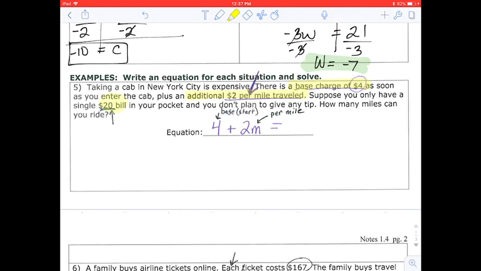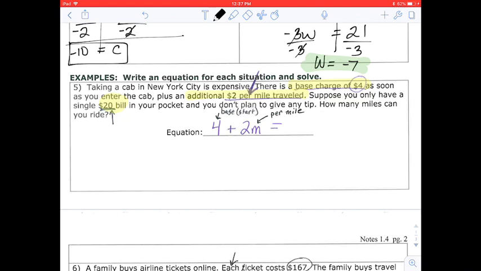All right, so there's a couple of things that I know here. I know that I will definitely have to pay $4 as soon as I get into this cab. And I know that I'm going to have to pay $2 again every time the taxi goes another mile. So if I only have to pay the $4 one time, I don't need to multiply that by anything. I'm just going to add it in exactly as it is, just the number 4. But for the 2, since that's going to happen over and over and over again, I need to multiply that times the number of miles that I'm going to drive. So what they've given me so far is 4 plus 2m.